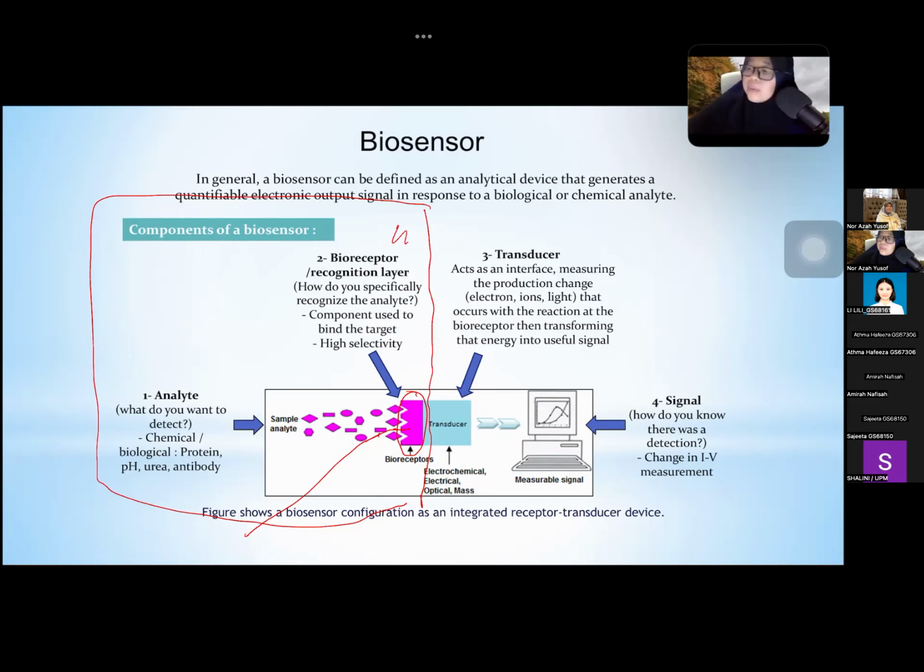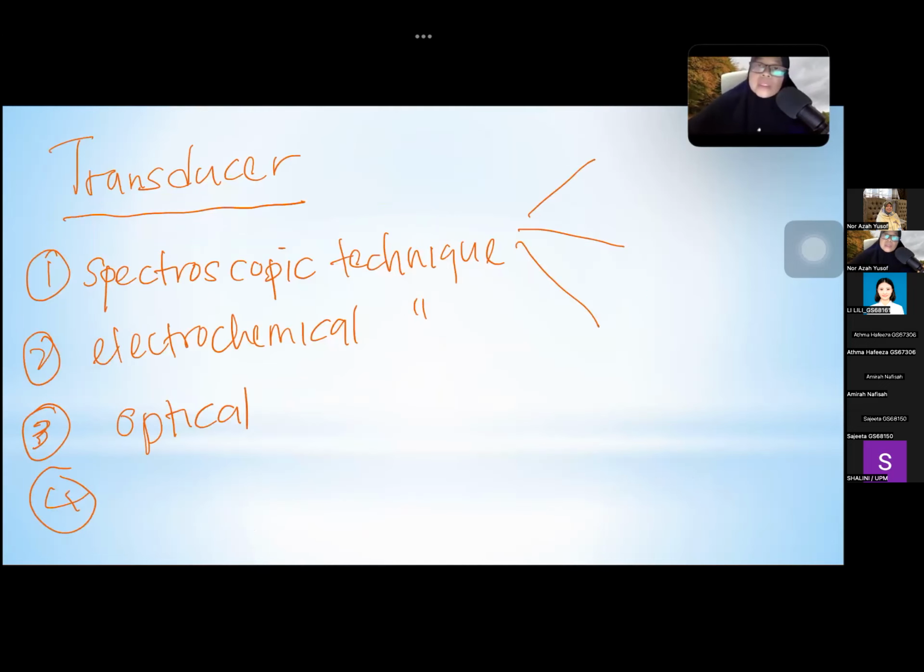Now, the third part is the transducer. So what is a transducer? This is very important. All these components are very important in the development of sensors. Remember that I mentioned you need those from engineering.